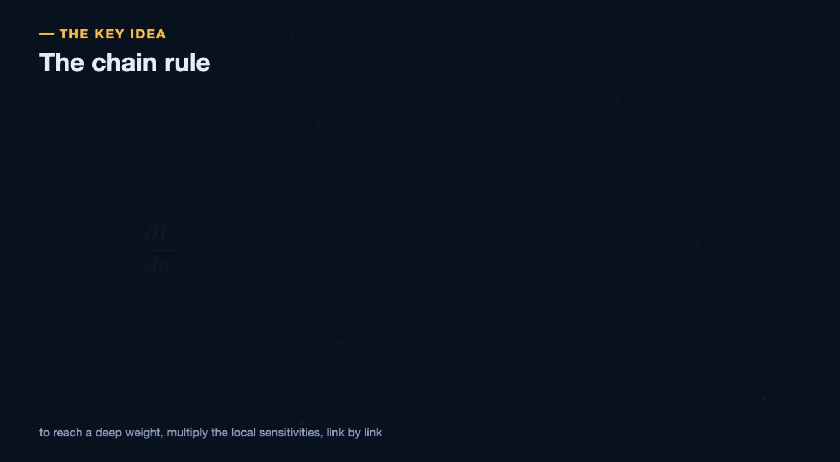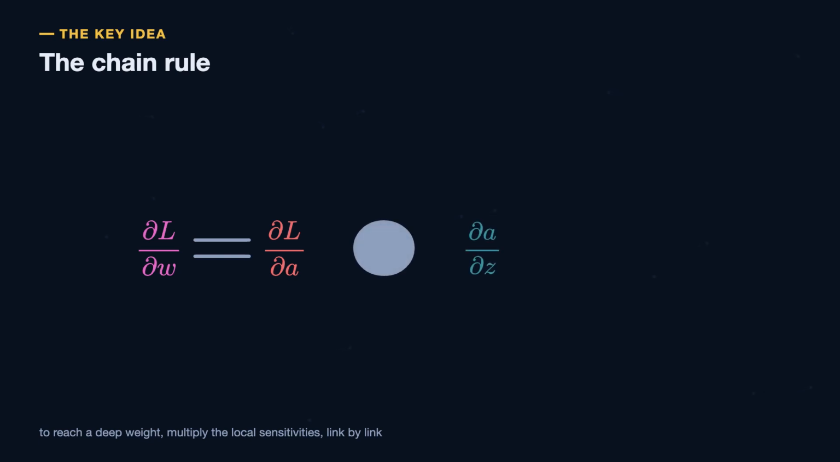The key is one idea from calculus, the chain rule. Suppose one quantity feeds a second and the second feeds a third. Then the derivative along that whole chain is simply the product of the derivative of each individual link. Sensitivities multiply. So to find how a weight deep in the network affects the final loss, we multiply the small sensitivities link by link all the way down the chain. Nothing more exotic than that.